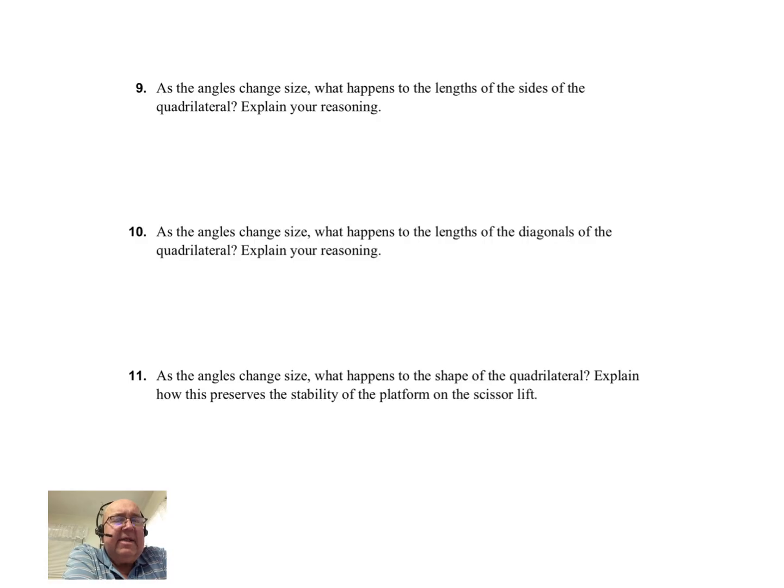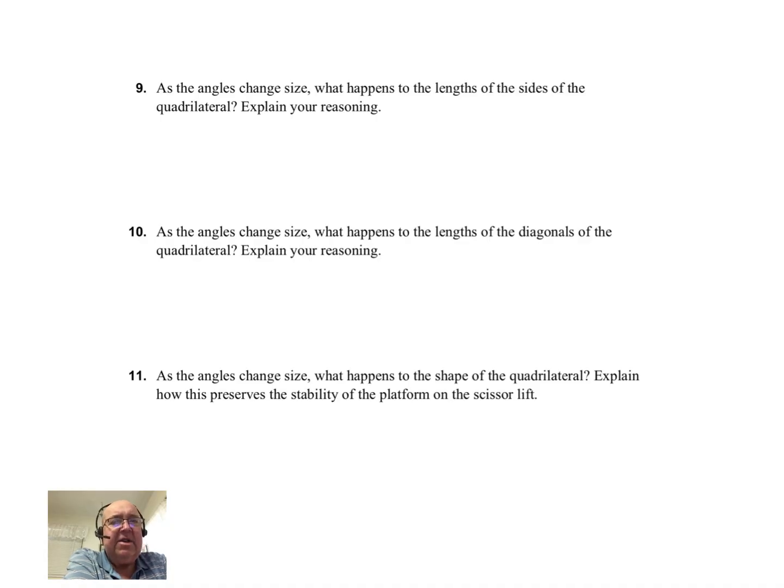As the angles change size, what happens to the length of the sides in the quadrilateral? Explain your reasoning for that. As the angles change size, what happens to the length of the diagonals? Remember, diagonals connect the vertices that are across from each other. So what happens to those as the angles change?